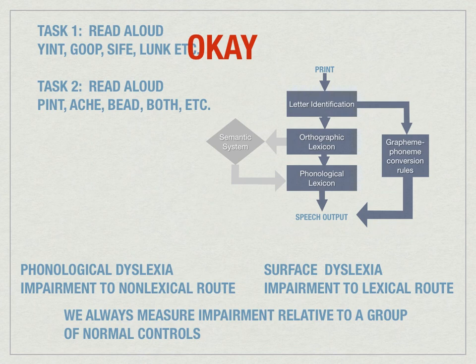Remember that if we say that you're impaired, we have to say impaired relative to something else, relative to some standard of performance, and that performance is always a group of normal control subjects. So when we say task 1 is okay, what we literally mean is that the subject will read these words, or nonsense words in this case, as well as normals. If task 2 is impaired, it means that relative to normals, the patient is, and the normals would be age-matched controls at the same level of education and socioeconomic background, etc. But you're impaired relative to a normal control group.